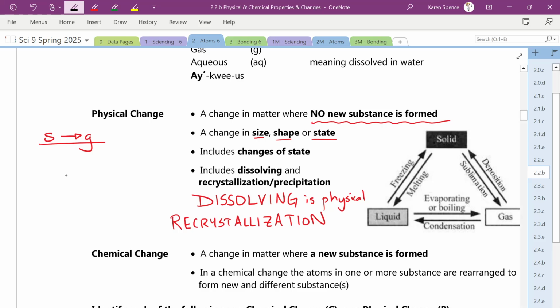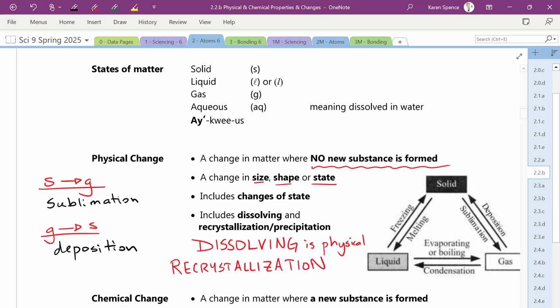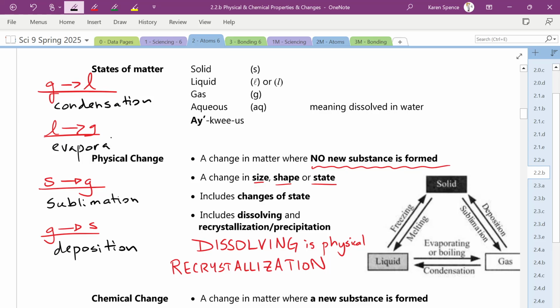Solid to gas is sublimation. What do we call gas to solid? Deposition. What do we call gas to liquid? Condensation. And what do we call liquid to gas? Evaporation or vaporization. Okay?